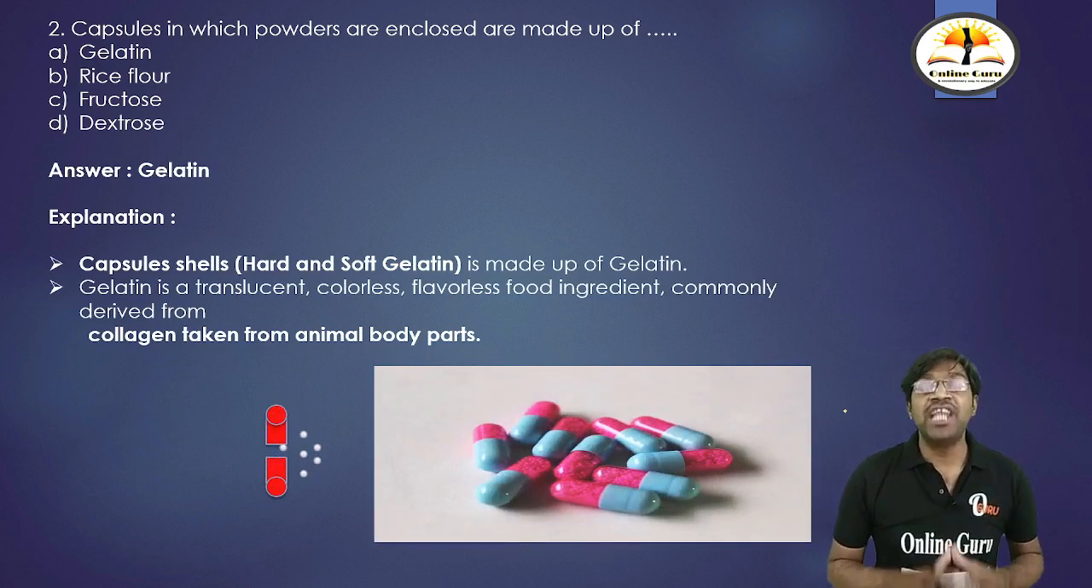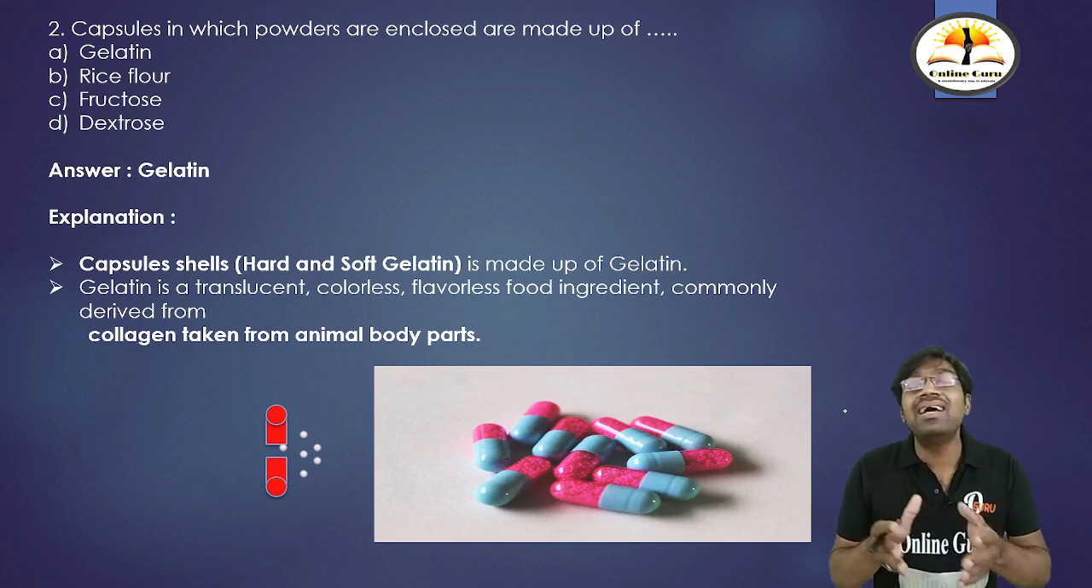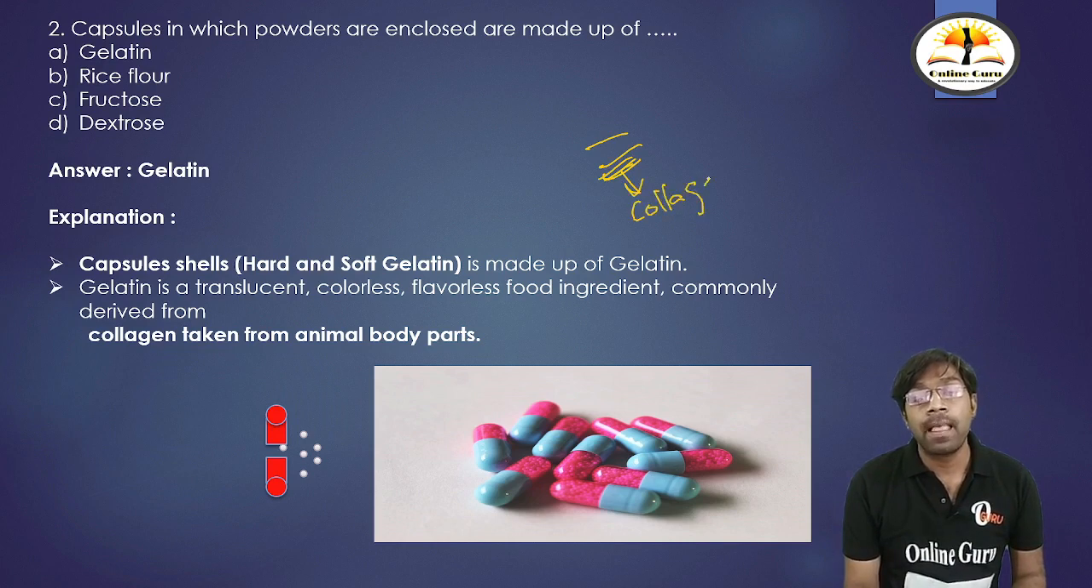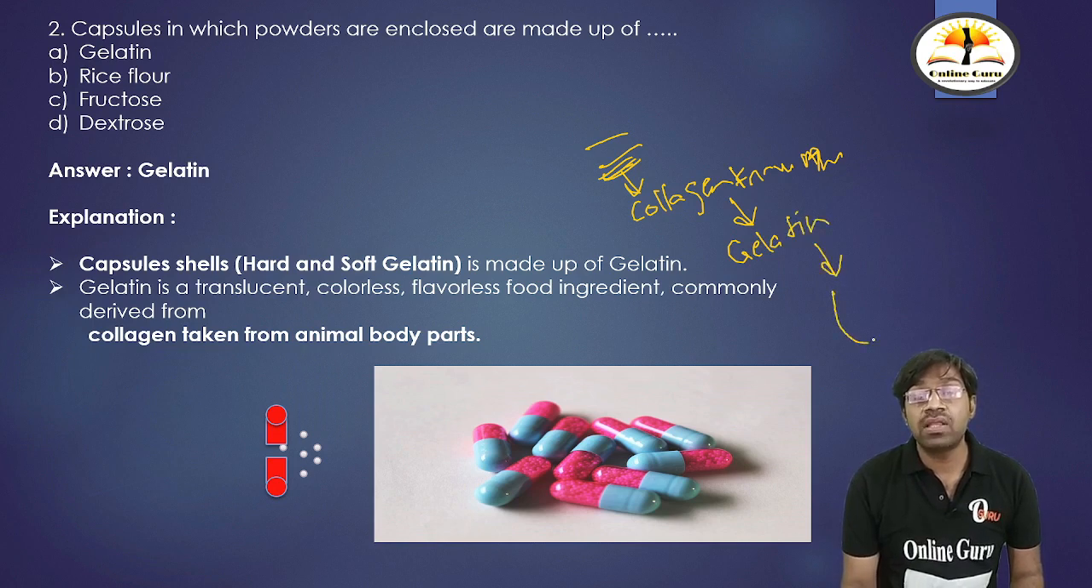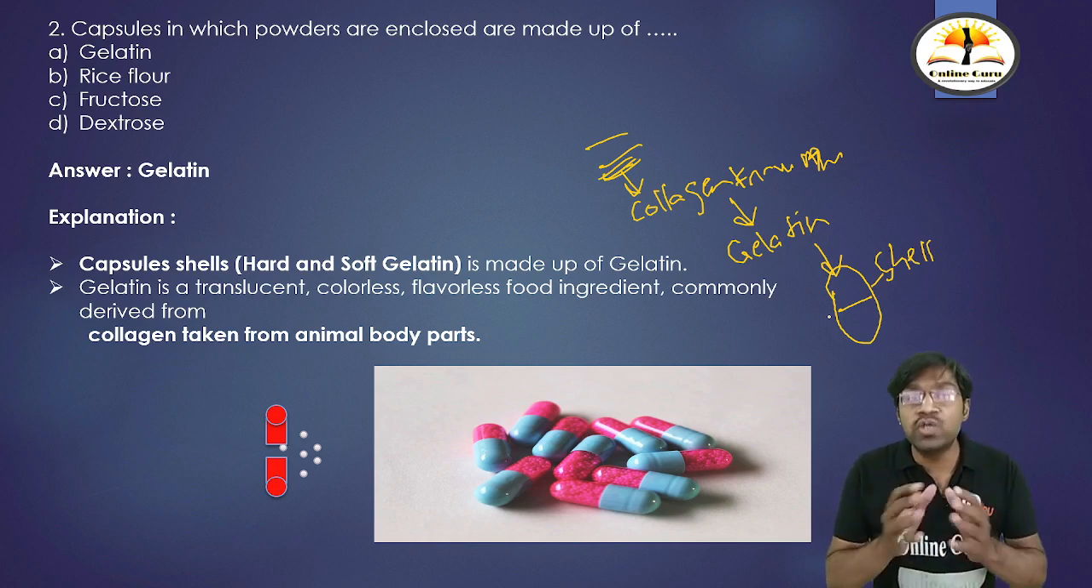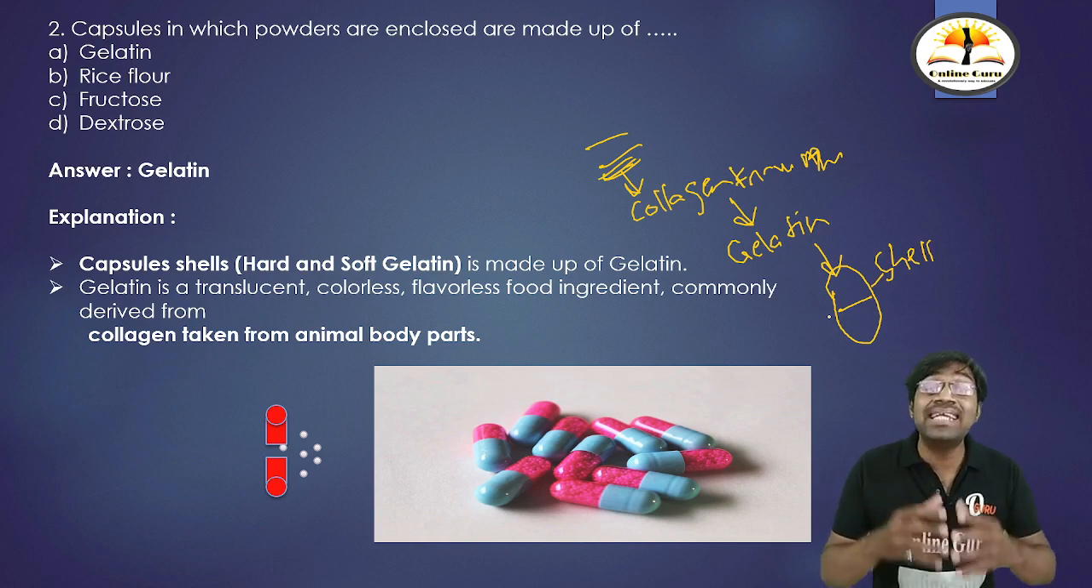See here, gelatin is obtained from the collagen of animals. Any muscle or blood vessel has underlying collagen fibers. These collagen fibers from animals can be used to prepare gelatin. This gelatin is used for the synthesis of this particular capsule shell. This is called the capsule shell. This capsule shell is made up of gelatin. It is translucent, odorless, as well as tasteless.